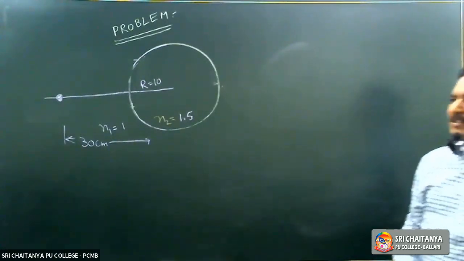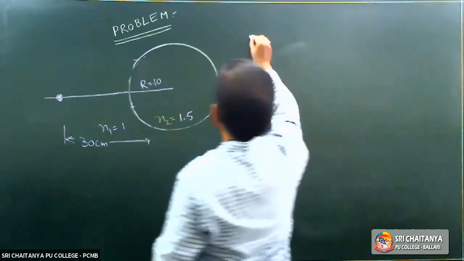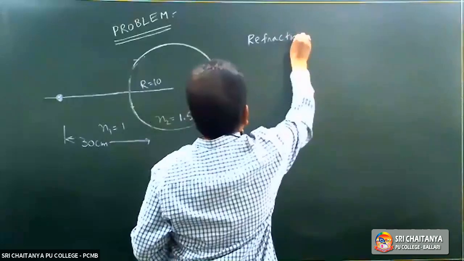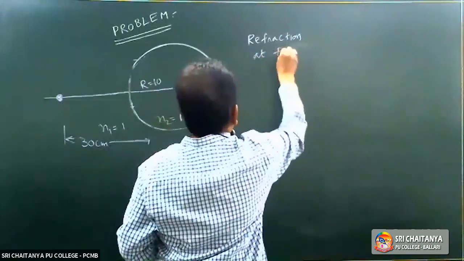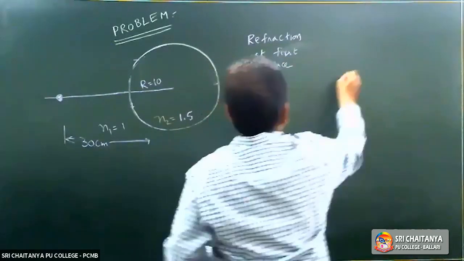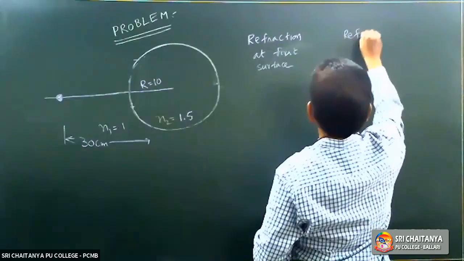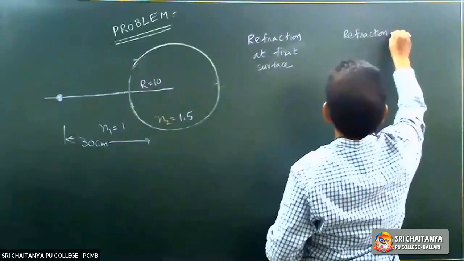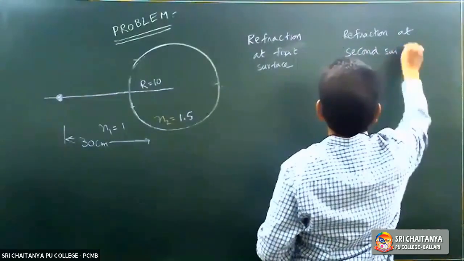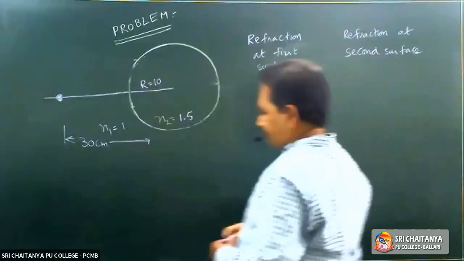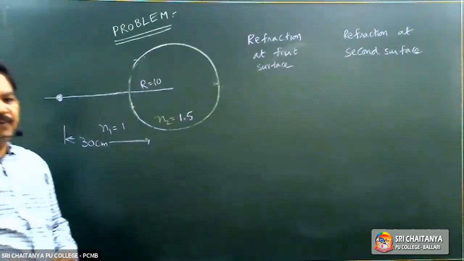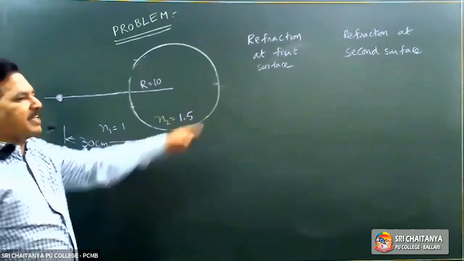Final image formed by the sphere means first refraction takes place at the first surface. Then refraction takes place at the second surface. Final image will be formed. The image formed due to the first surface will become the object for the second surface.